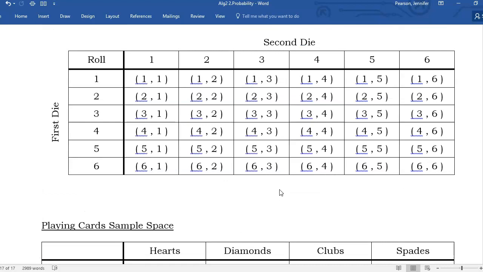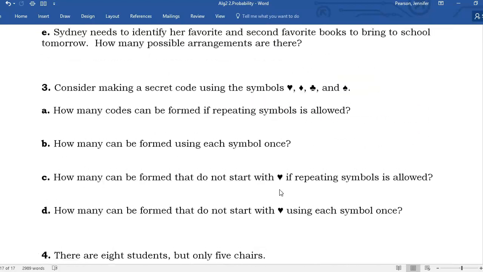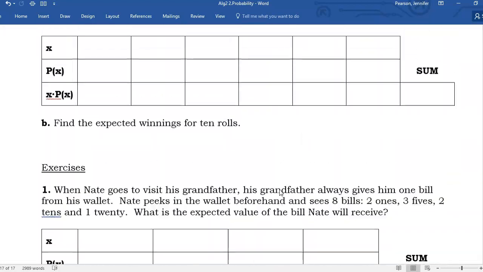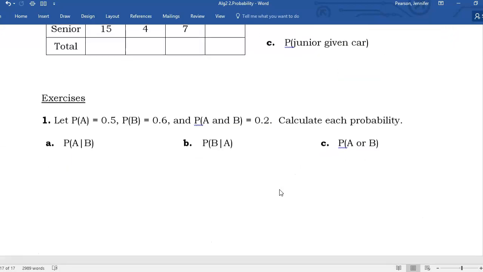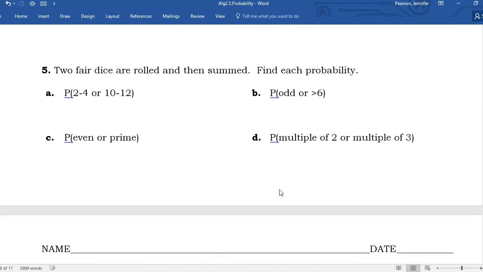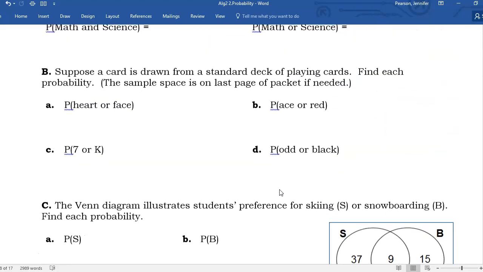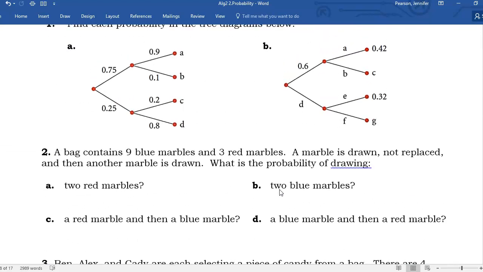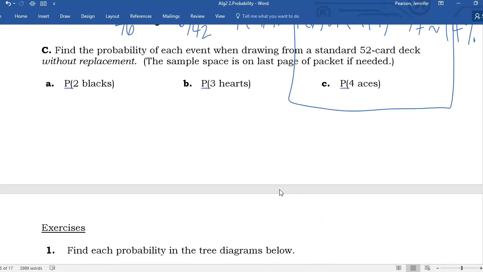So back to the packet page. There's going to be a lot of annoying scrolling, isn't it? We got to be getting close. There he is, 2 blacks.